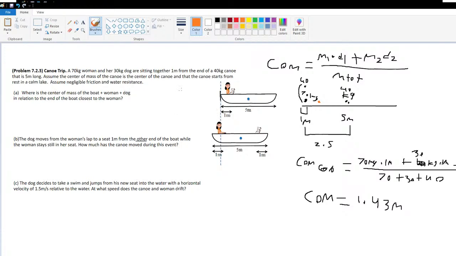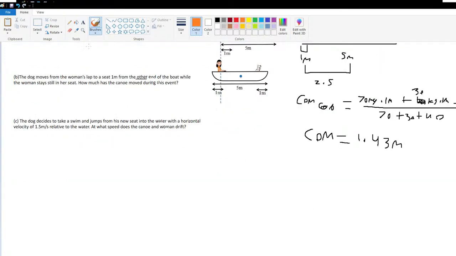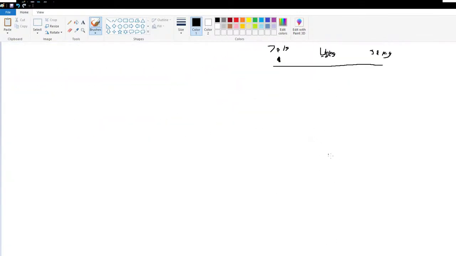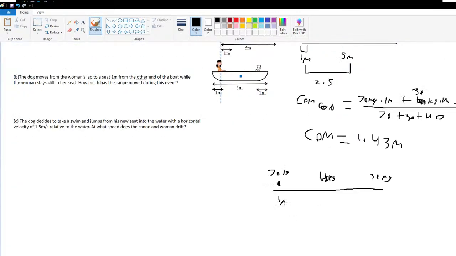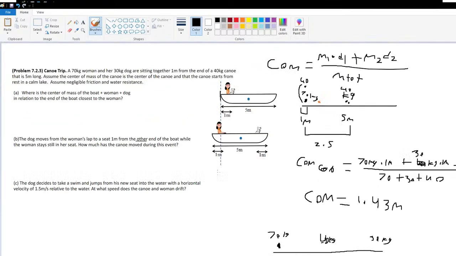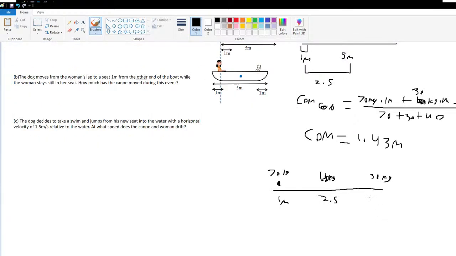Yes, I'll do one out. All right. So basically, back to my line. That line is not as straight. Instead of having the dog here, we still got our 70 kilogram, we still got our 40 kilogram, and now we have our 30 kilogram over here. So we can just find the new center of mass. If this is at 1 meter, this is at 2.5, and 1 meter from the other end of the boat, this is going to be at 4 meters.